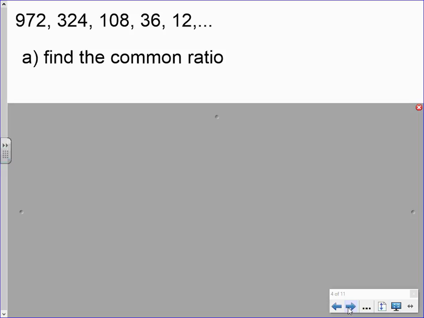Jen, what number are we multiplying by over and over and over? Well, we're dividing it by 3. Okay, so since we're dividing by 3 from term to term, we can say that we're multiplying by 1/3, right? So if you recognize that we're dividing every time, we can just switch it to multiplying by whatever fraction, okay? So we're multiplying by 1/3, that's our common ratio.